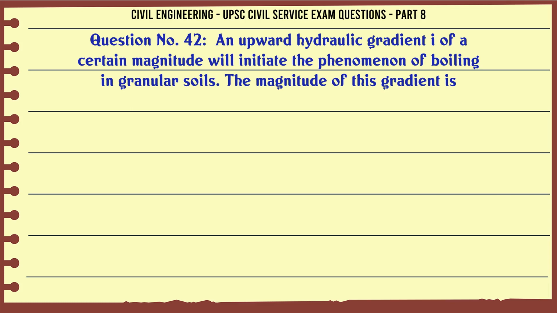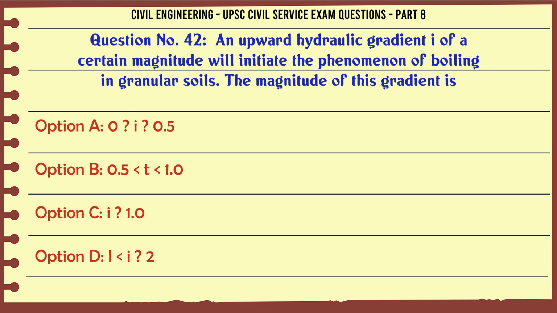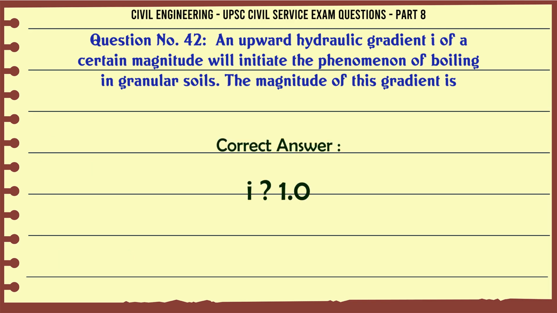An upward hydraulic gradient i of a certain magnitude will initiate the phenomenon of boiling in granular soils. The magnitude of this gradient is A. 0 < i < 0.5, B. 0.5 < i < 1.0, C. i = 1.0, D. i > 2. The correct answer is i = 1.0.